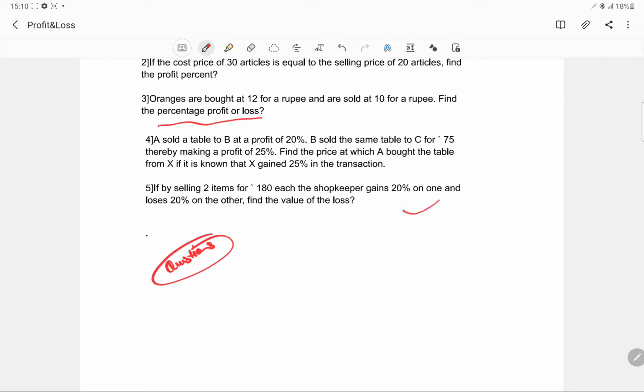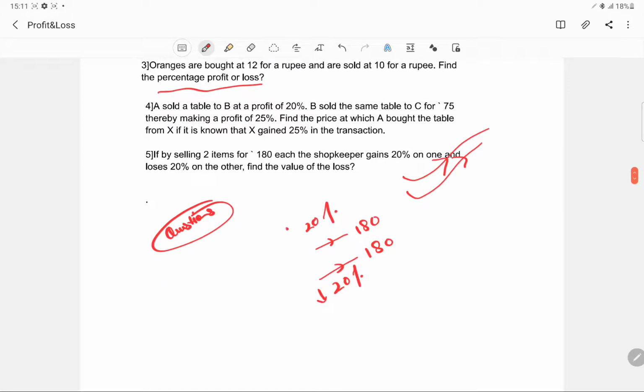I have included this for one note that we had made. If by selling two items for 180, so he is selling similar items, 180 and 180. Over one he gained 20%, and over the other he lost. So find the value of the loss. Now the very important thing is that the entire thing was x by 10, its whole percentage, and this was a loss. So the loss he had was actually a 4% loss.